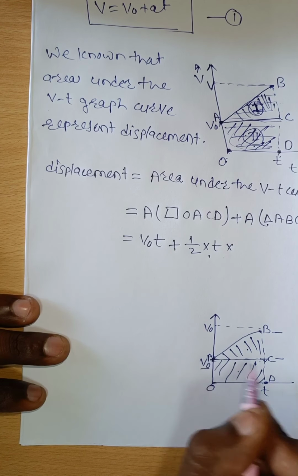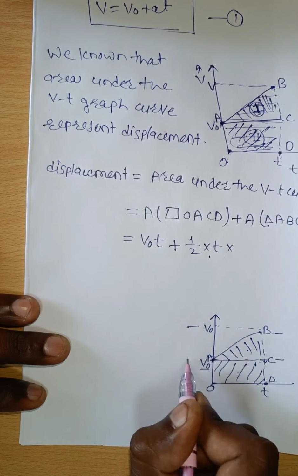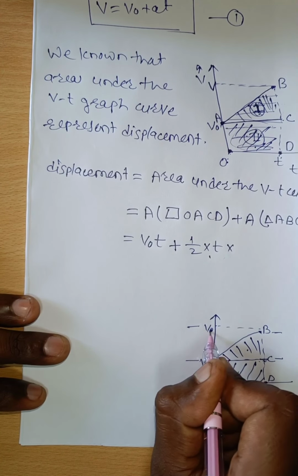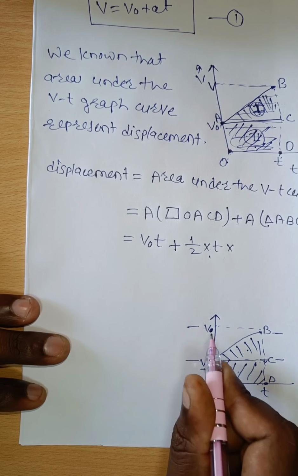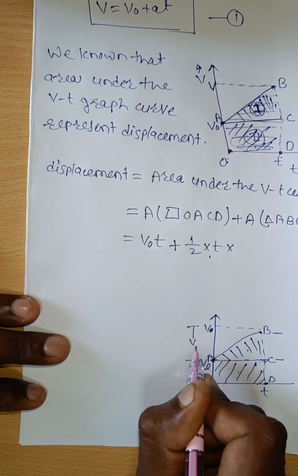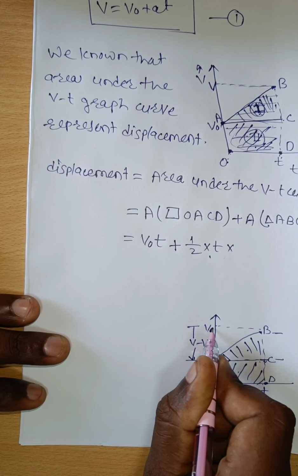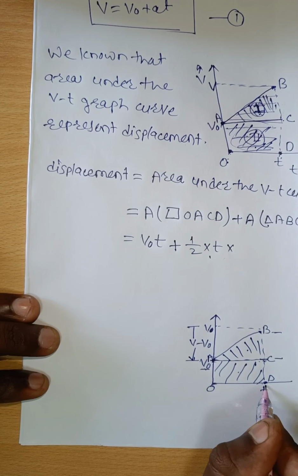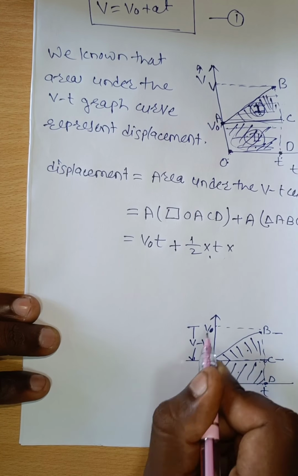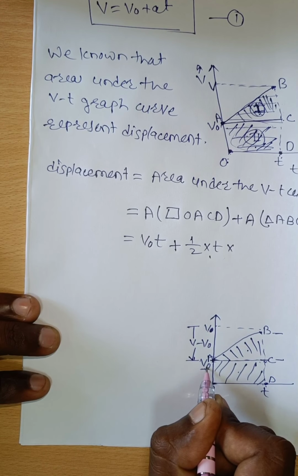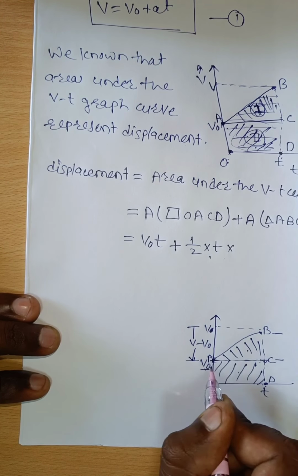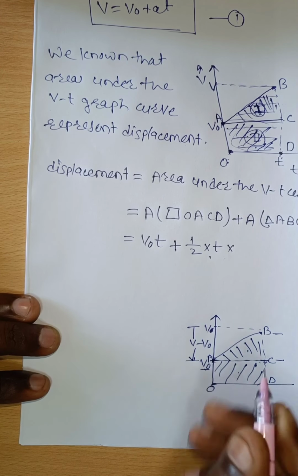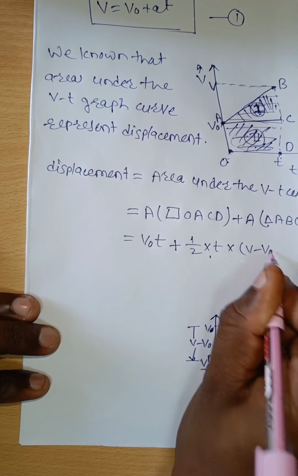From B to C is the same distance as from v naught to the final velocity v, from v naught to v. That is nothing but v minus v naught, final minus initial. Base is t, from here to here. Here is the final velocity and here is the initial velocity, so this point minus this point is the distance, v minus v naught.